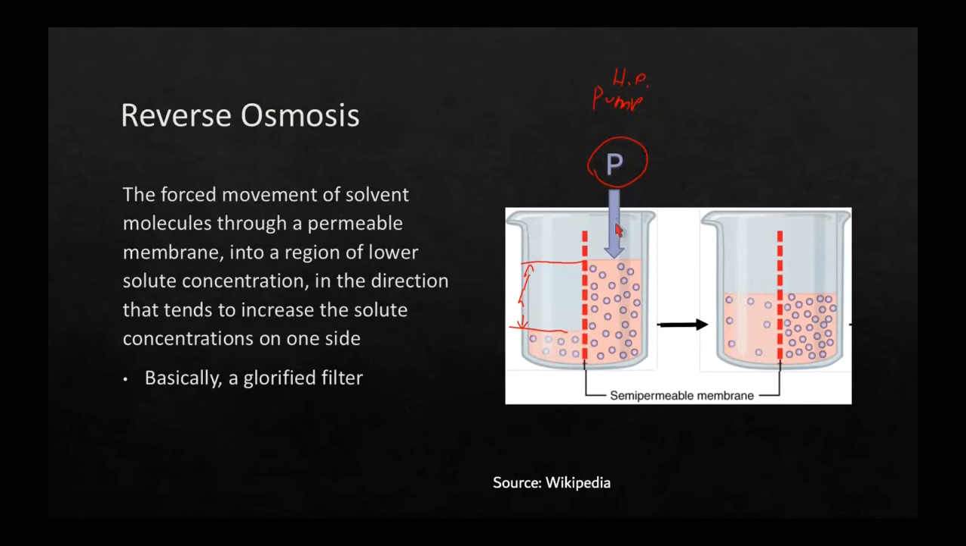With a high pressure pump, we can apply enough pressure to this concentrated fluid to overcome osmotic pressure and force the fluid to go backwards against what it's trying to do naturally, right? The fluid is trying to naturally equalize the concentrations, but in reverse osmosis, we're applying enough pressure to overcome that natural osmotic pressure.